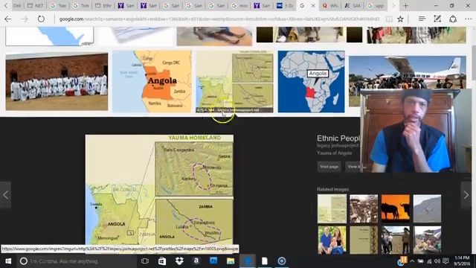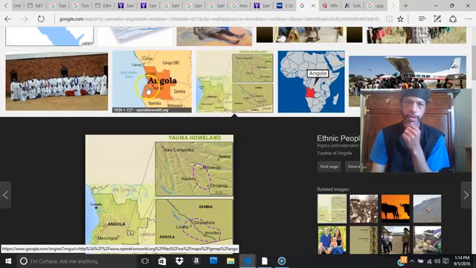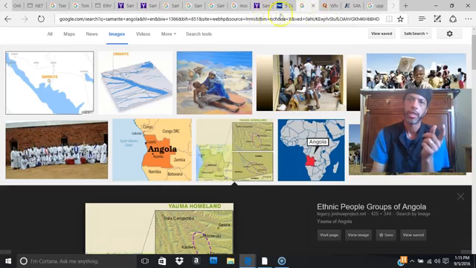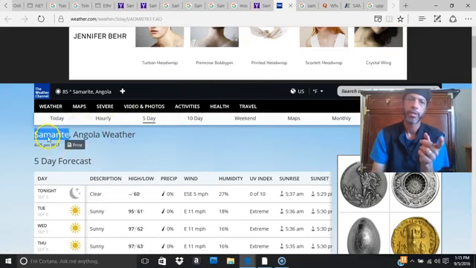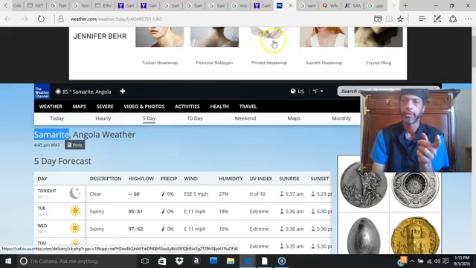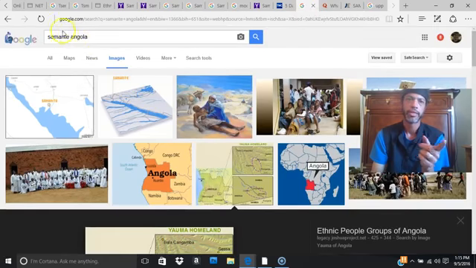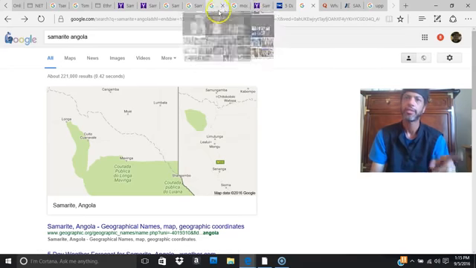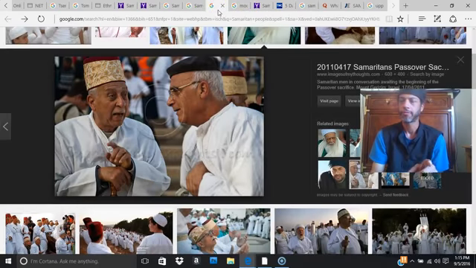So here we see right here, and you see where the dip is right there, and then you have that dip right there. So this is Angola, right? And in Angola is Samarite, the place. So when I say Samarite Angola, they're showing me a location first. You see that? That's a place. And that's actually the place, again, where these people come out of.